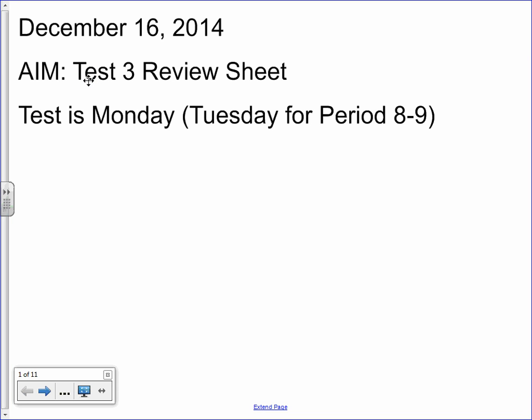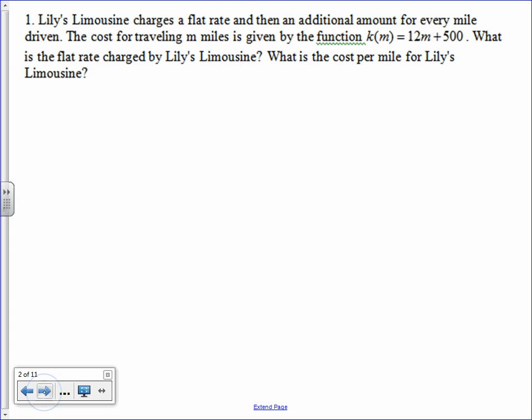The algebra exam will be on Monday, with the exception of period 8-9, which will be on Tuesday. I'm going to go over every question that you need to know in order to get this question correct.